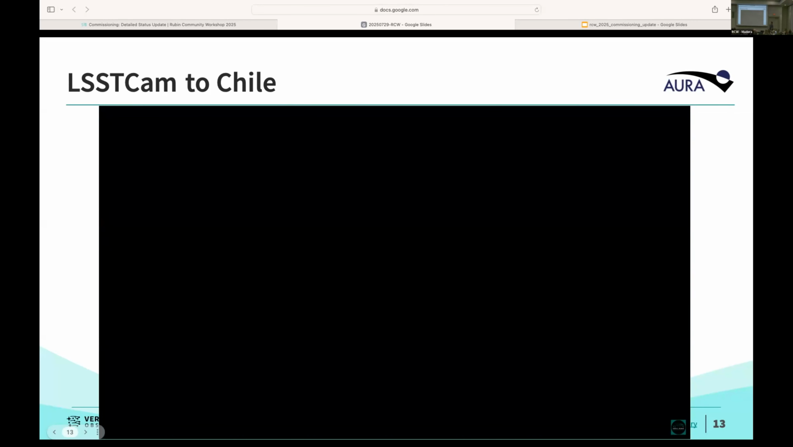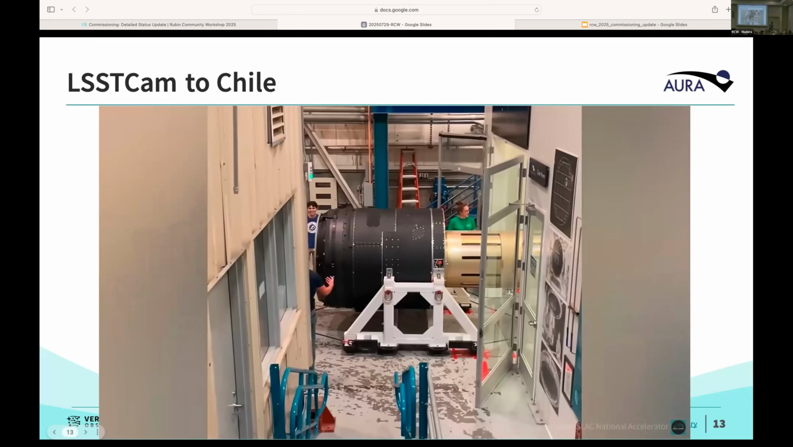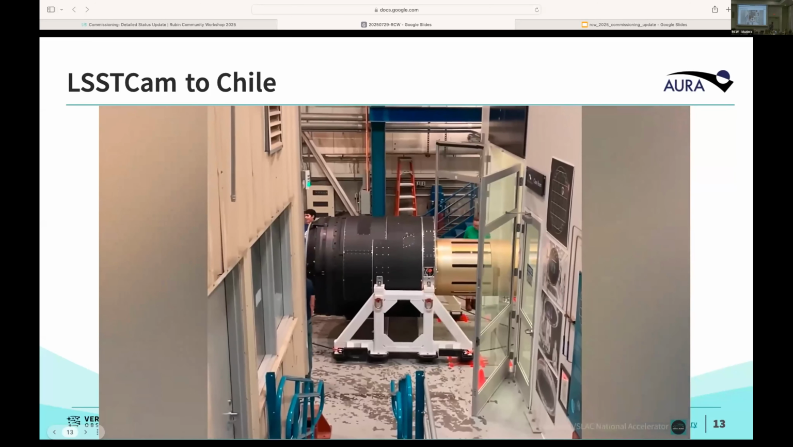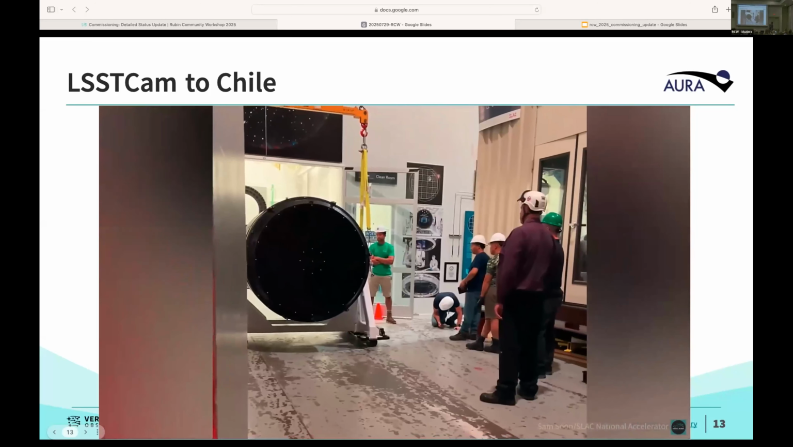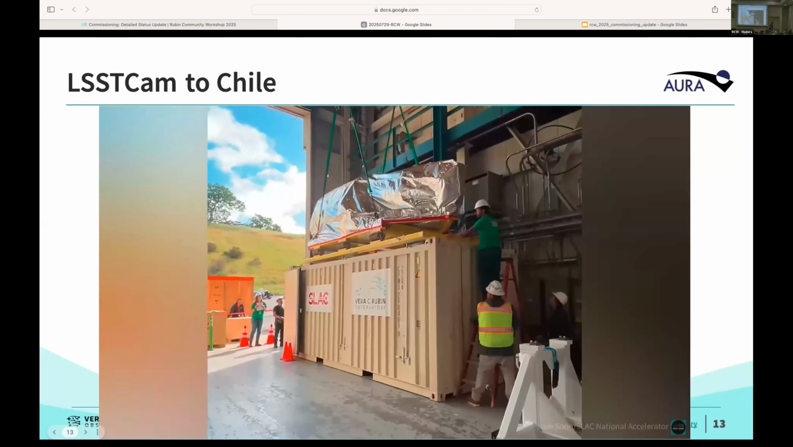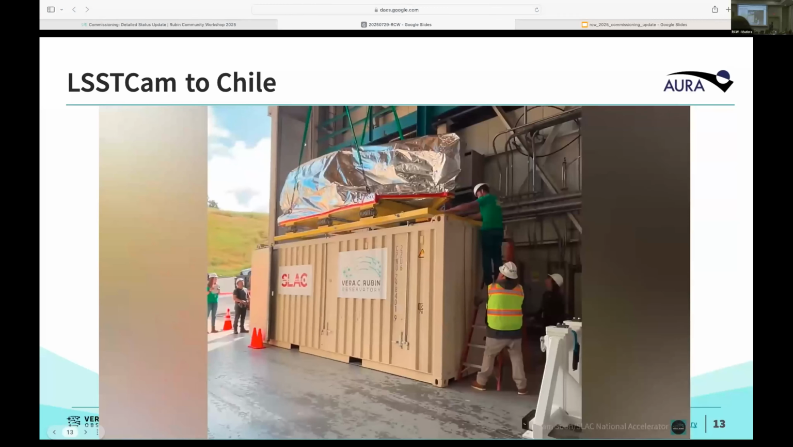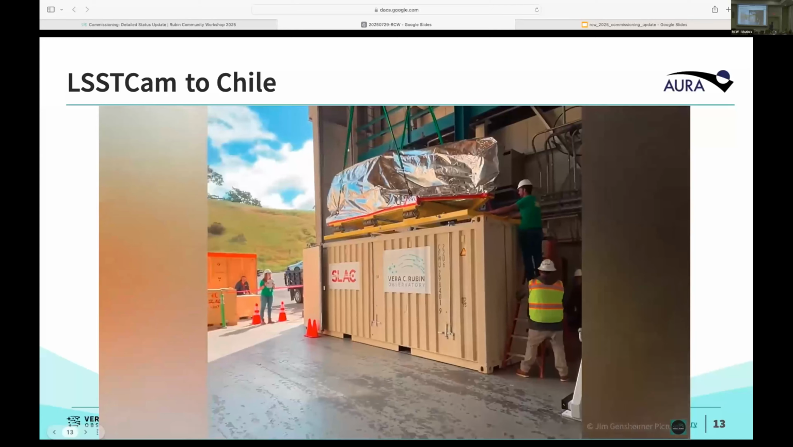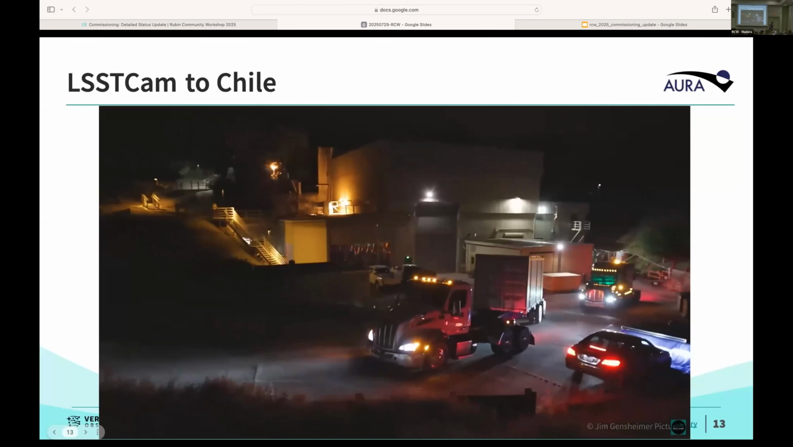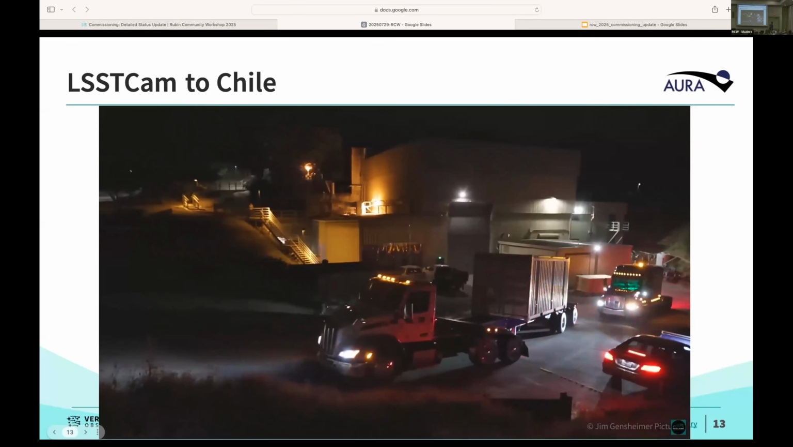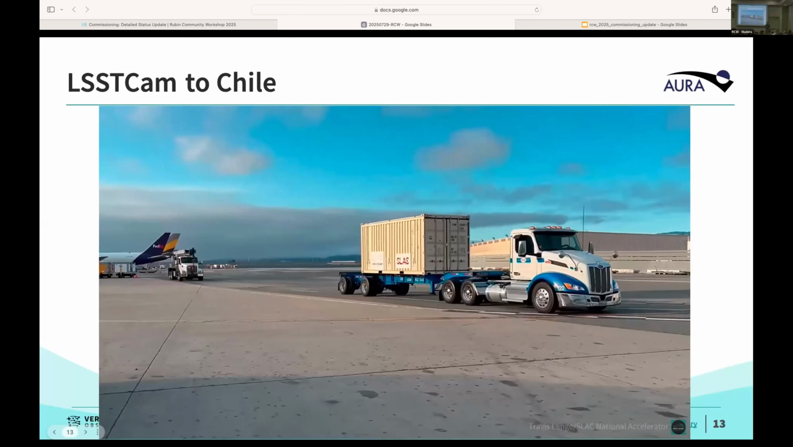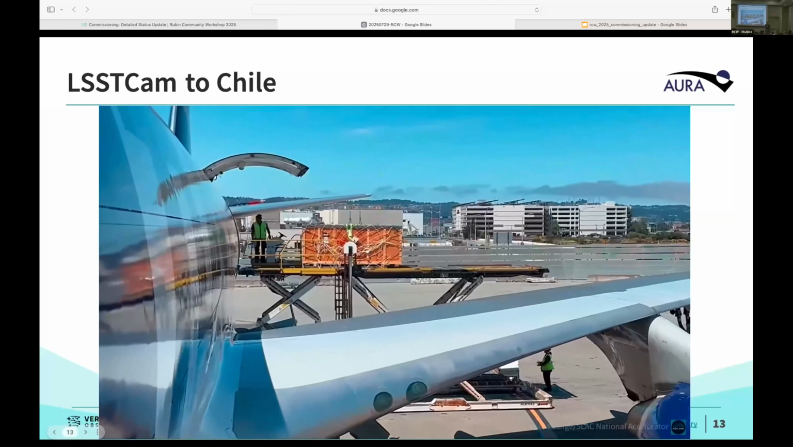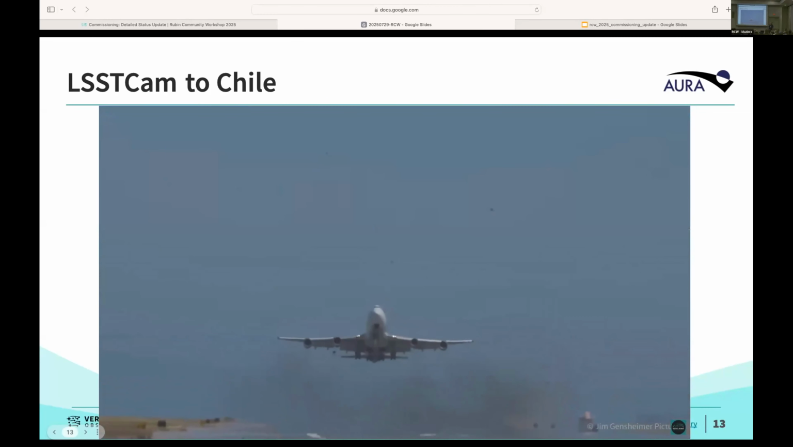This is the camera at SLAC National Accelerator Lab in California, getting ready to come to Chile. I worked on the camera team for many, many years, starting in maybe 2011, maybe 2010. And this is us loading it into a container and then onto trucks. This particular portion of things was pretty exciting for me personally because I'd worked on this shipping plan for almost a decade before it happened.